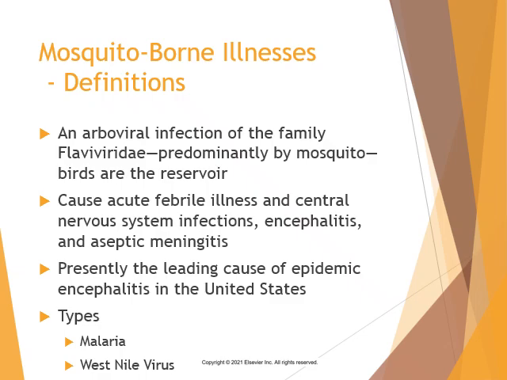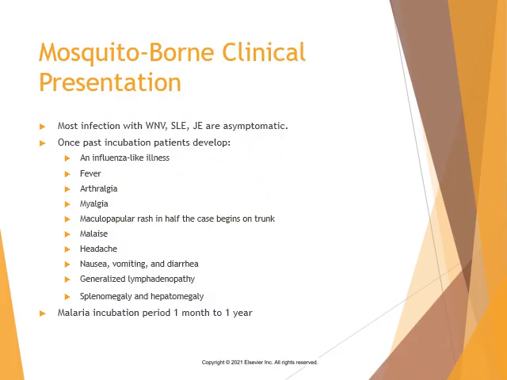Some mosquito-borne illnesses, and again, typically mosquito birds bring this to us. They cause acute febrile illnesses, central nervous system infections, encephalitis, and aseptic meningitis. Typically, these are the leading cause of epidemic encephalitis in the United States, and we have malaria and we have the West Nile virus. Presentation.